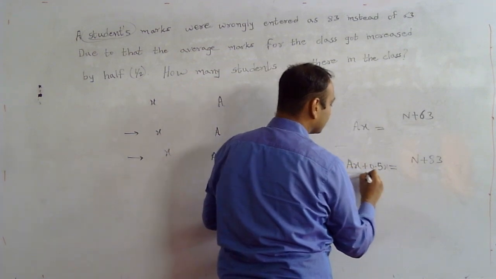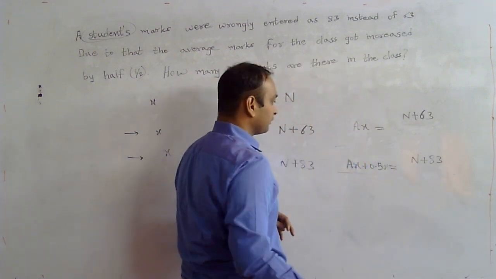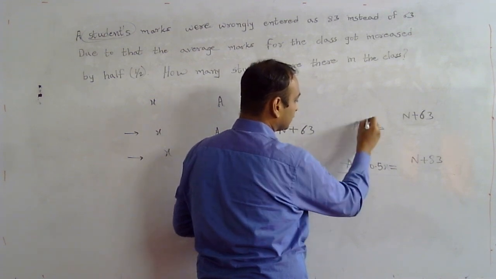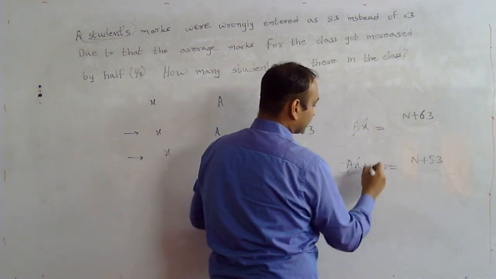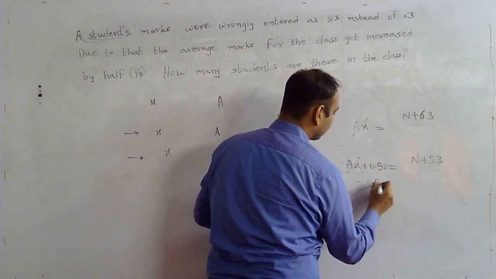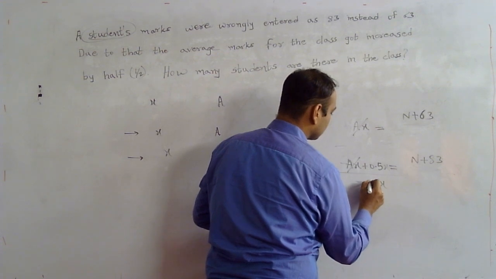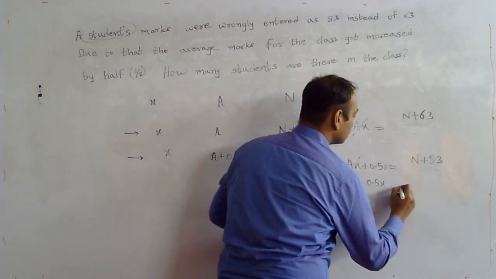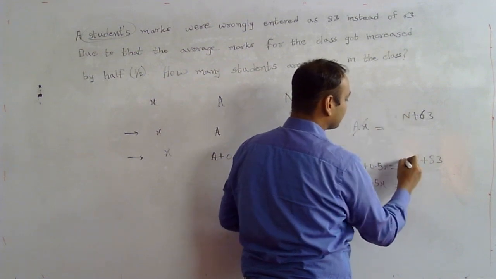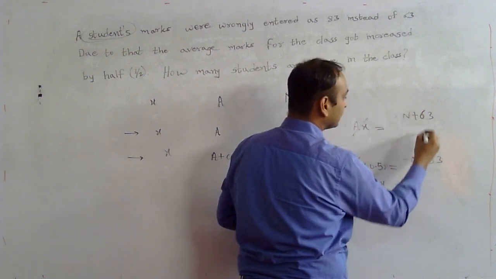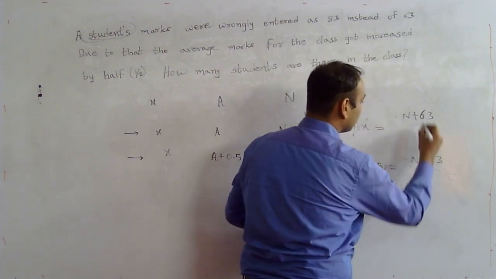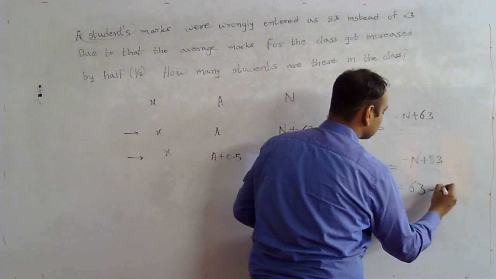So what we get after subtraction is, AX minus AX cancels. This will become minus 0.5x, right, is equal to, this is N minus N, which also gets cancelled. This is 63, so we can write 63 here, minus 83.